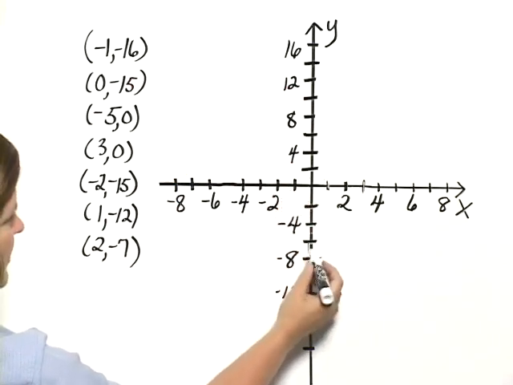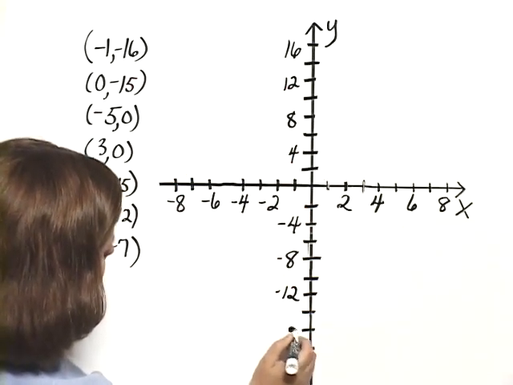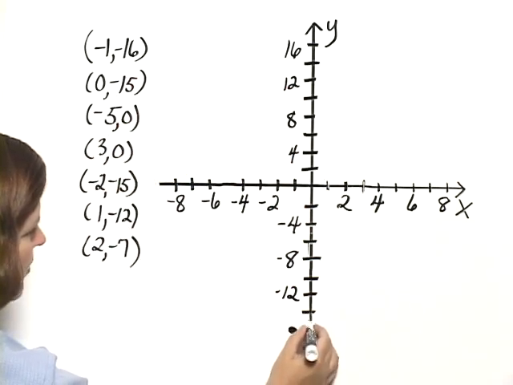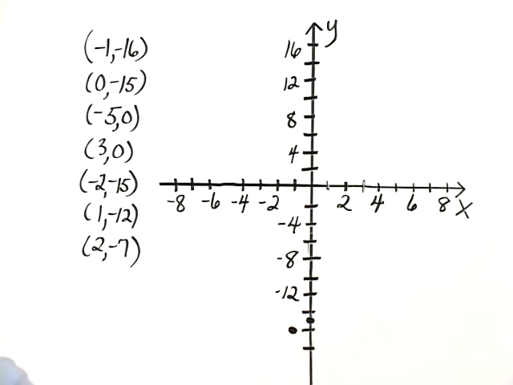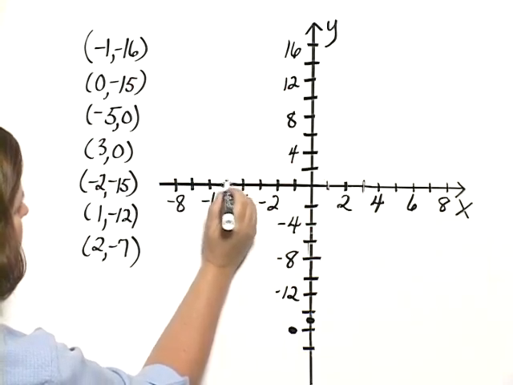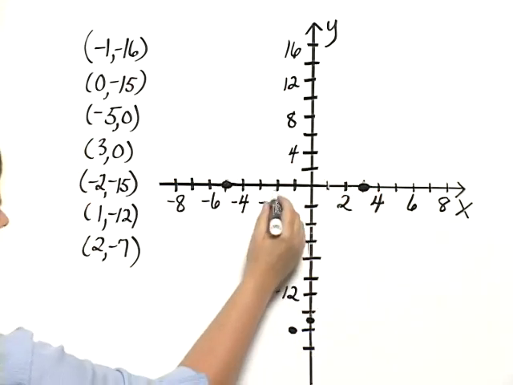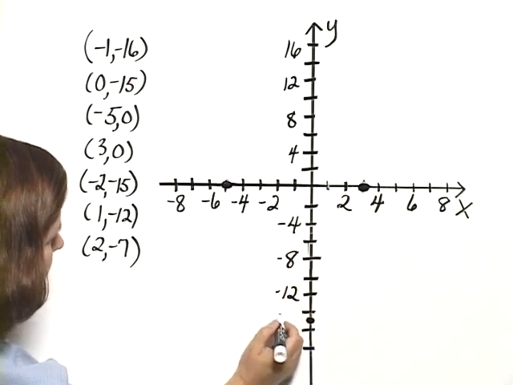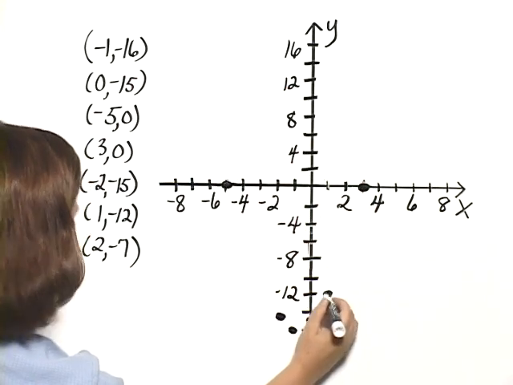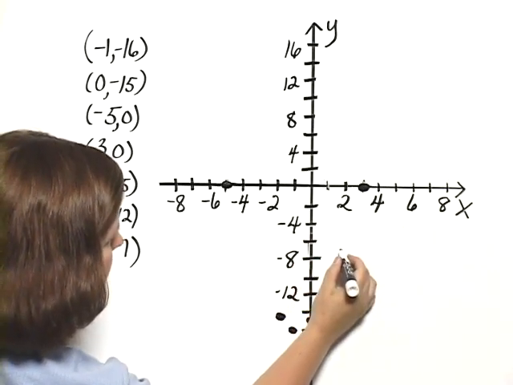We have negative 1, negative 16. This is negative 16. So put a dot here. 0, negative 15. That will be just 1 unit up from the negative 16. Negative 5, 0. There's my negative 5. 3, 0. Negative 2, negative 15 puts me right here. 1, negative 12. And 2, negative 7. It's going to be between the negative 6 and negative 8. I'll put it right here.